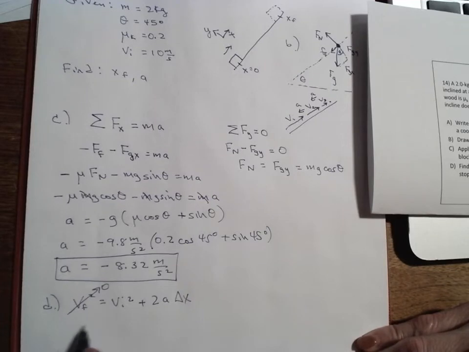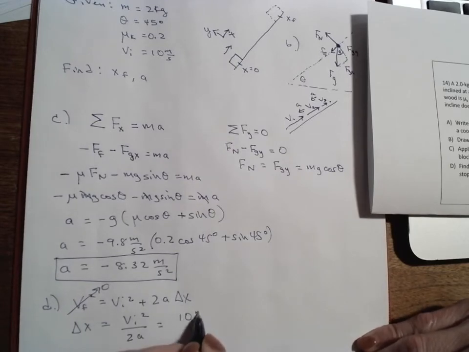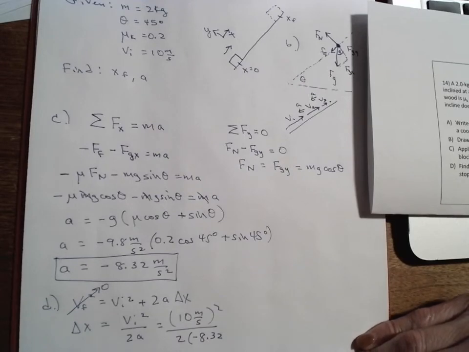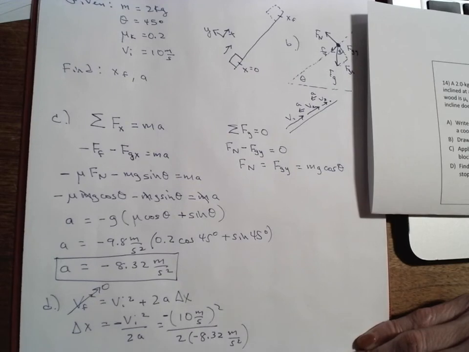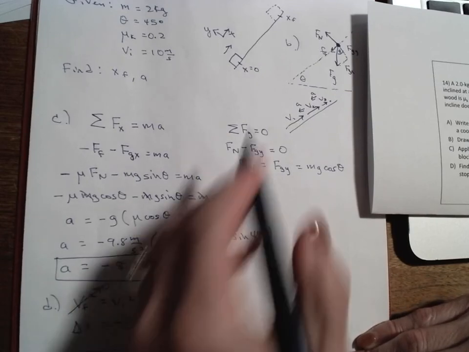So delta x is equal to v initial squared over 2a, and that's equal to 10 meters per second, squared, over 2 times a negative 8.32. I forgot my negative here, so I have a negative there. This is meters per second squared, and so I get delta x is equal to 6.01 meters. So that's how far up the incline it travels before it stops.